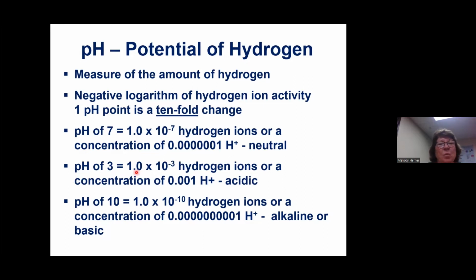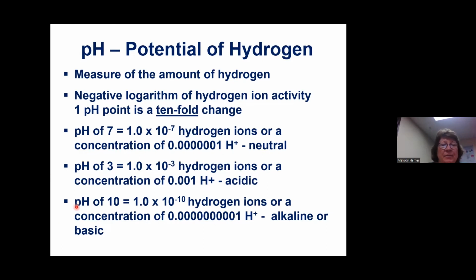A pH of 3 is 1 × 10⁻³ hydrogen ions. And that concentration would be 0.001. So you can see that this is a higher concentration than the pH of 7 hydrogen ions. And this is considered acidic. And again, it's the negative logarithm of hydrogen ion activity. So it's -3, which is +3, and that's why they call it the pH of 3. It's confusing because it's a lower number, but it's more acidic.